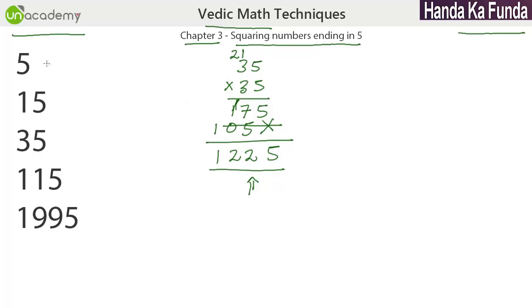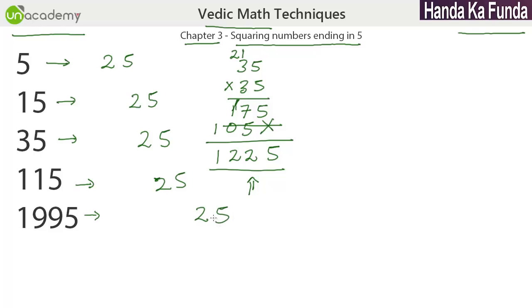So what is the square of 5? I guess you know that it is 25. Now, if you have to square any number which is ending in 5, and I have 5 examples here, the last 2 digits for all of them will be 25. So the square of 15 will end in 25, the square of 35 will end in 25, the square of 115 will end in 25, even the square of 1995, this bigger number, will also end in 25.